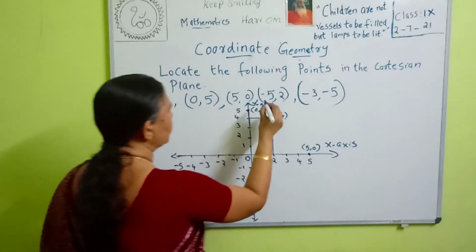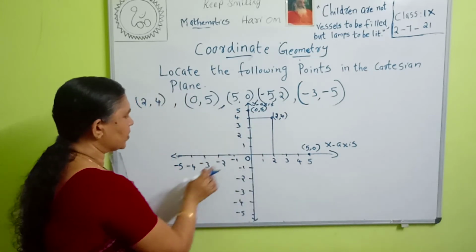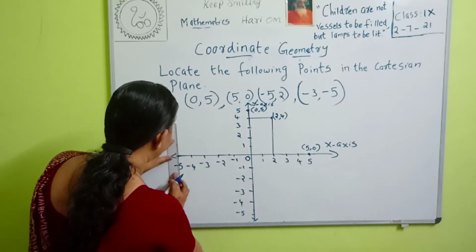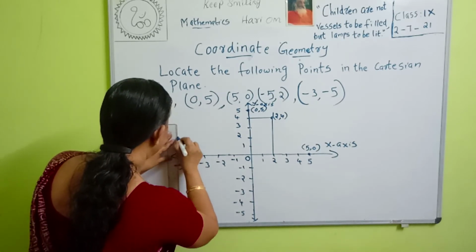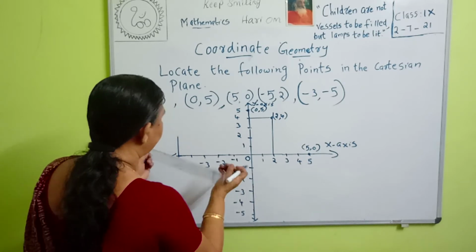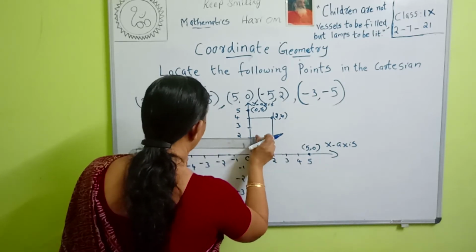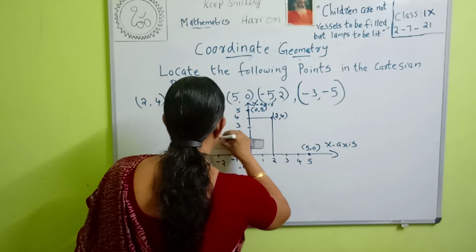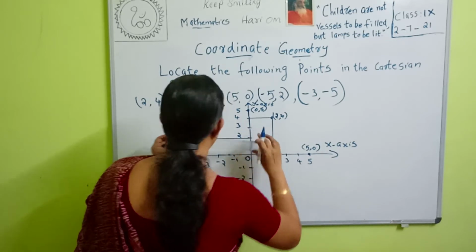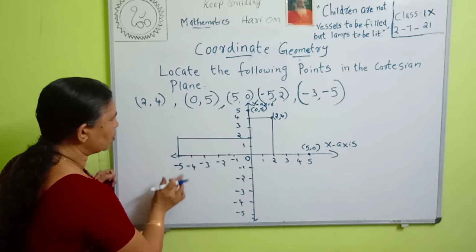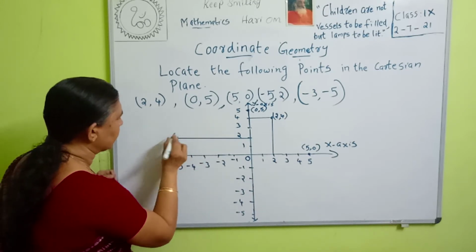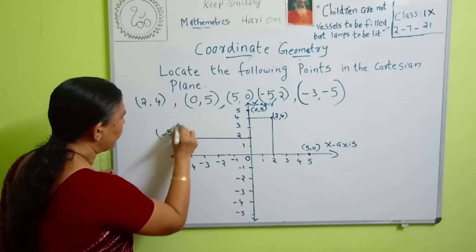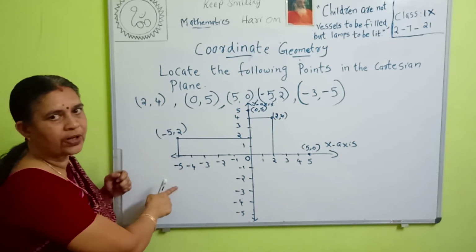Then (-5, 2). In (-5, 2), the x coordinate is -5 and y coordinate is 2. So here we draw a line. The x coordinate is -5 and y coordinate is 2. Then from 2 also we draw a line. From this point 2, we draw a line. Then from this also we draw a line. So we mark a point here. This is (-5, 2). That is, here the x coordinate is -5 and y coordinate is 2.